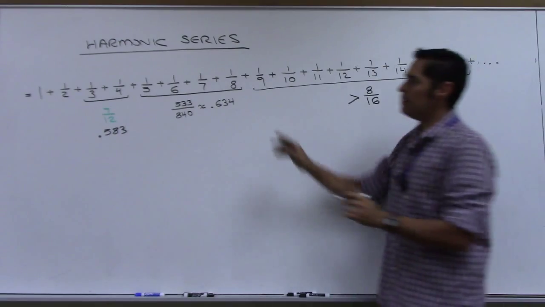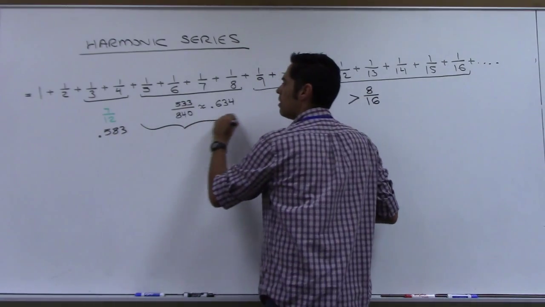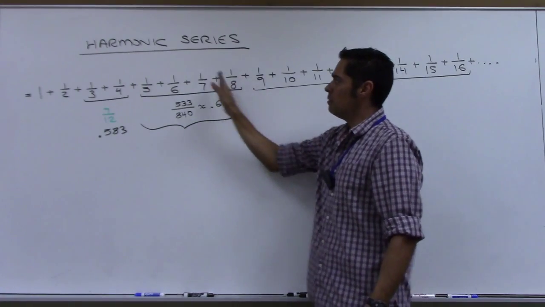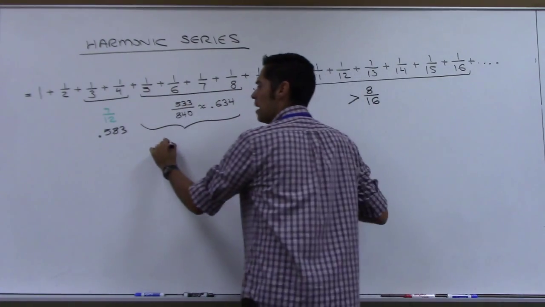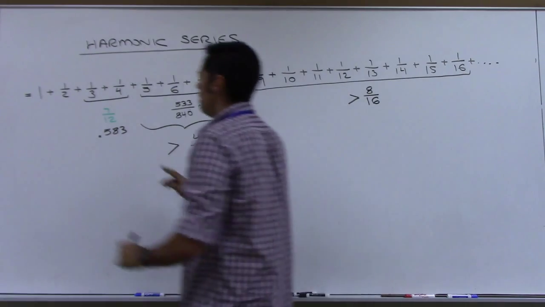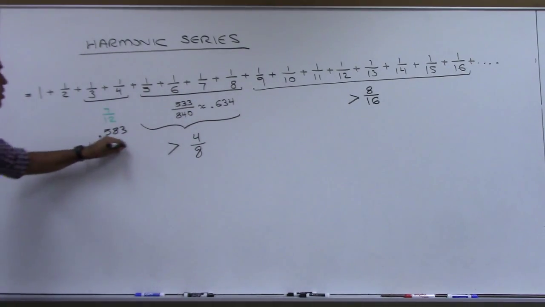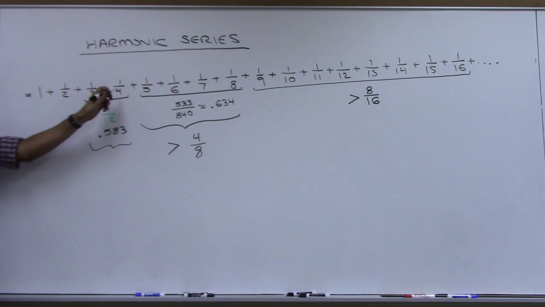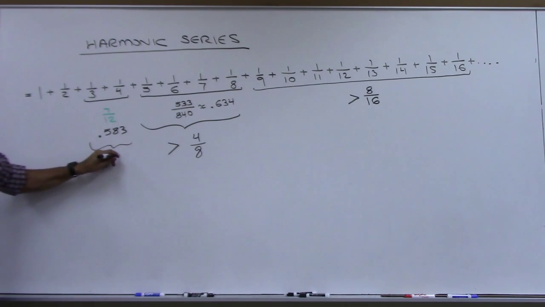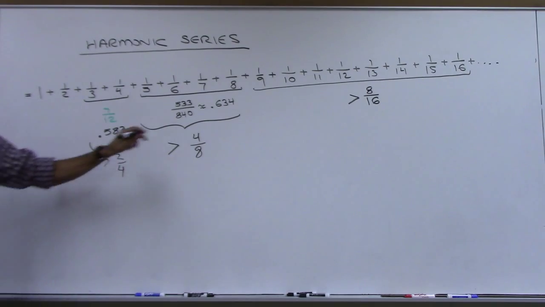I could have used the same logic here. What's the smallest number in this list? 1/8. How many of them are there? 4. So this is definitely bigger than how many eighths? 4/8. And then this right here, same logic. 1/4 is the smallest number. How many of them are in the list? 2. So this is definitely bigger than 2/4. What do all these have in common?